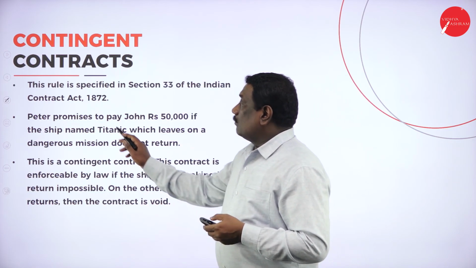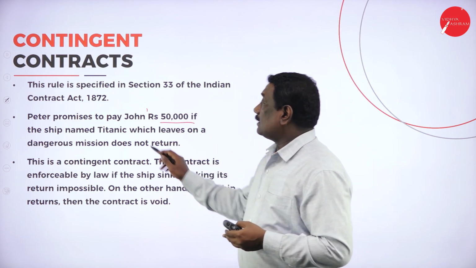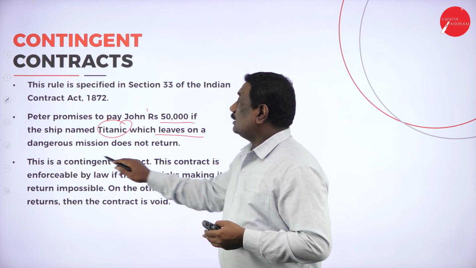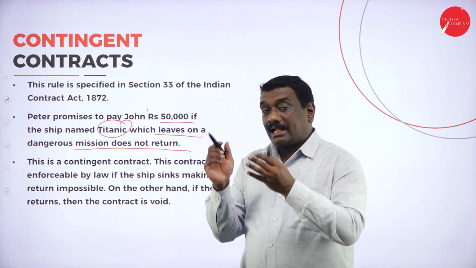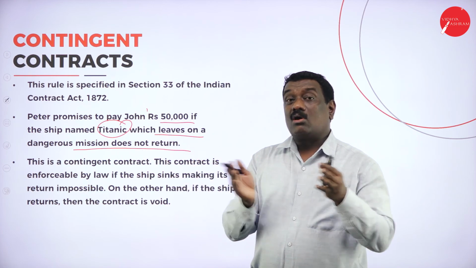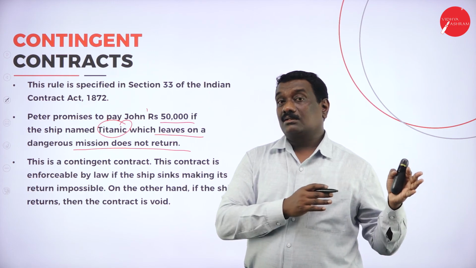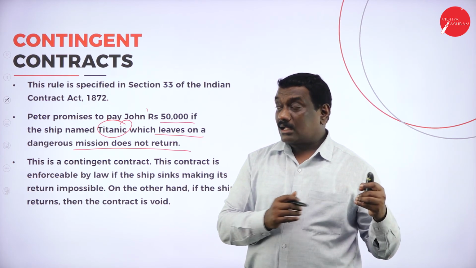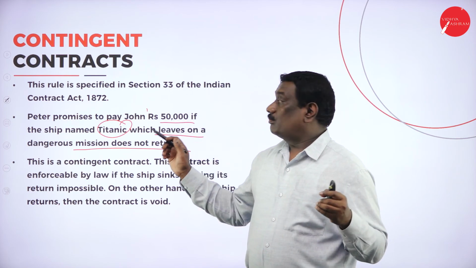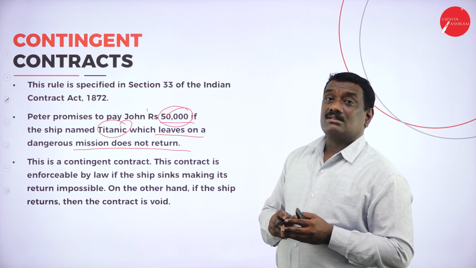So here Peter promises to pay John rupees 50,000 if the ship named Titanic, which leaves on a dangerous mission, does not return. So if the Titanic ship, which is going on a dangerous voyage on the sea or an ocean, does not return back, then Peter promises to pay John rupees 50,000. Now this is a contingent contract.